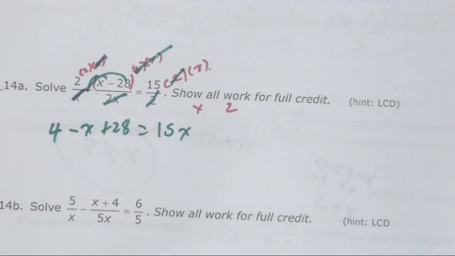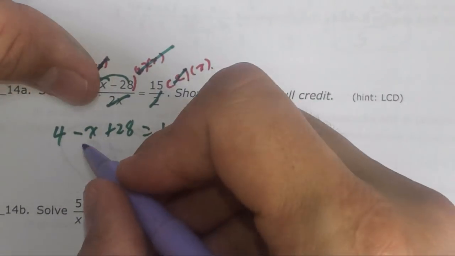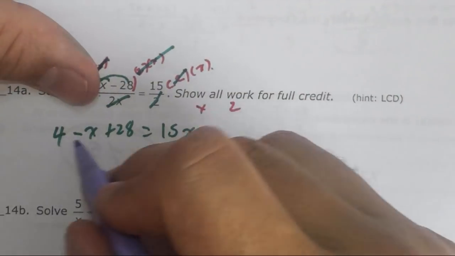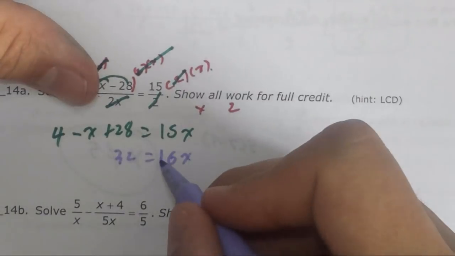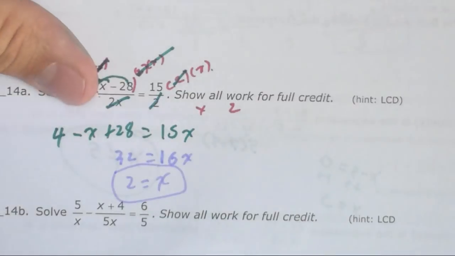And my last thing to do is simply solve all that. My smaller x is over here. Add x to both sides, so I get 16x. Combine those, 4 plus 28 is 32. Divide both sides by 16. 2 equals x.